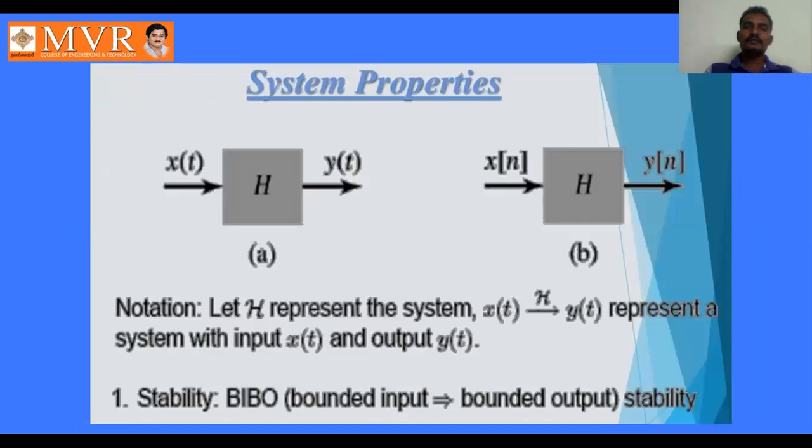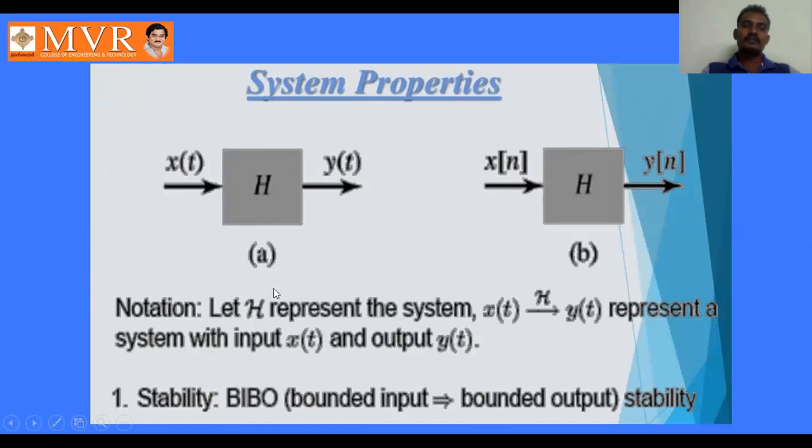Okay, next coming to the system properties. What are the properties of the system? Here we have four to five properties of the system. Here H is the system, it will take x(t) as the input and y(t) as the output. This is a continuous time system, whereas this is a discrete time system. x(t) is the given input signal, y(t) is the output signal. Here x[n] is the given input sequence and y[n] is the output sequence.